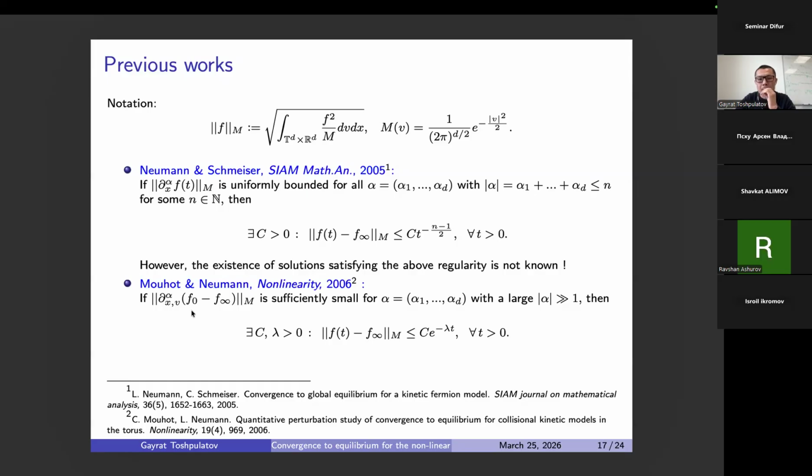It's not necessary to suppose that all the derivatives are bounded. They don't have to be bounded. Can I ask a question, Dr. Tarjan? If F0 is equal to F infinity, so initial data is equal to F infinity, then what will happen?